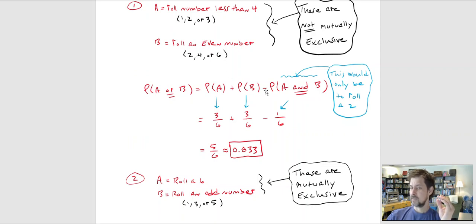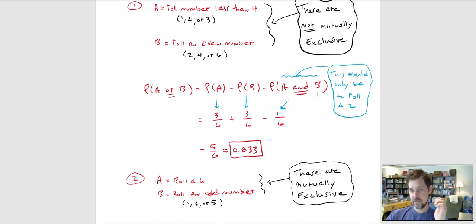And then minus, what is the probability of rolling a number less than 4 and an even number? Well, there's only one way that that can happen. I mentioned before that, yes, you can roll a number less than 4 and an even number, but that would amount to just rolling a 2. That's the only way to do that. And so that's 1 possibility out of 6.